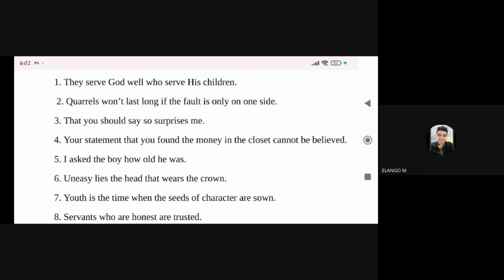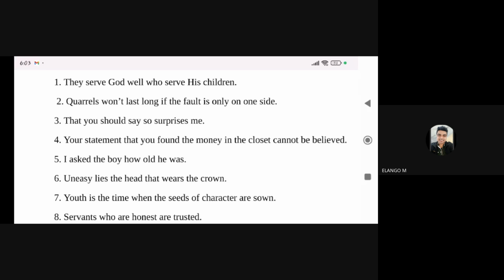This is the task. Who serves his children? Who serve his children. They serve God well who serve his children. Adjectival clause, let me see. Okay, yes, this is an adjectival clause.